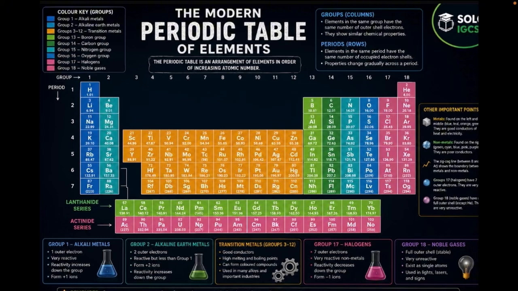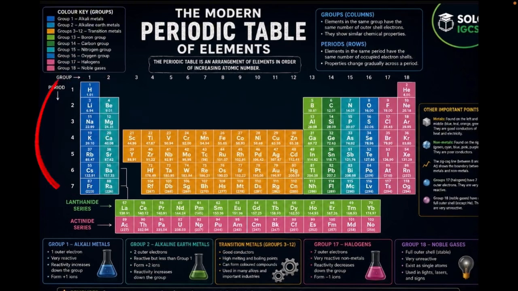Here's the important part. Elements in the same group have the same number of outer shell electrons, except for the special case of helium. And because their outer electrons are similar, elements in the same group tend to have similar chemical properties. Now let's look at the main groups.